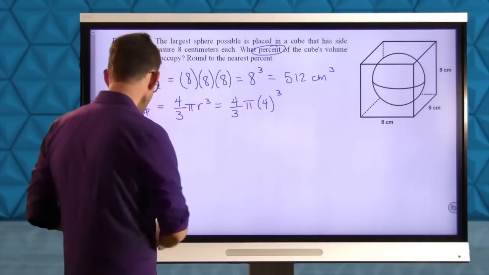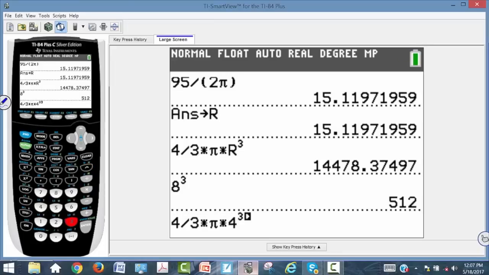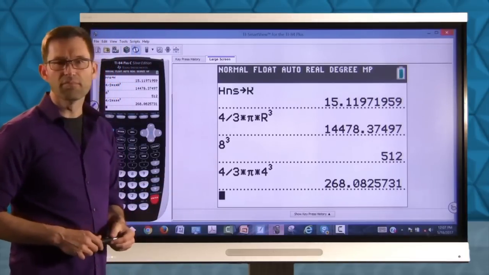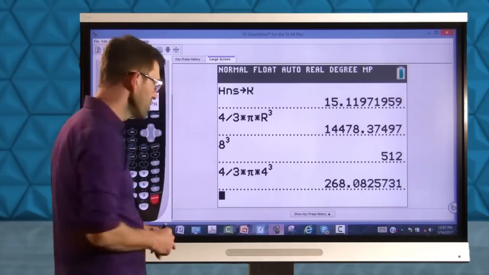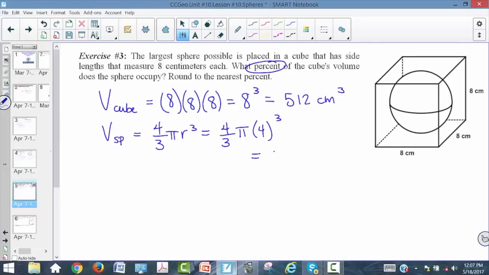Now this is going to be quite messy, but let's take a look on our calculator. 4/3 times pi times 4 to the third. Let's do it. 268.083. And those are also cubic centimeters.